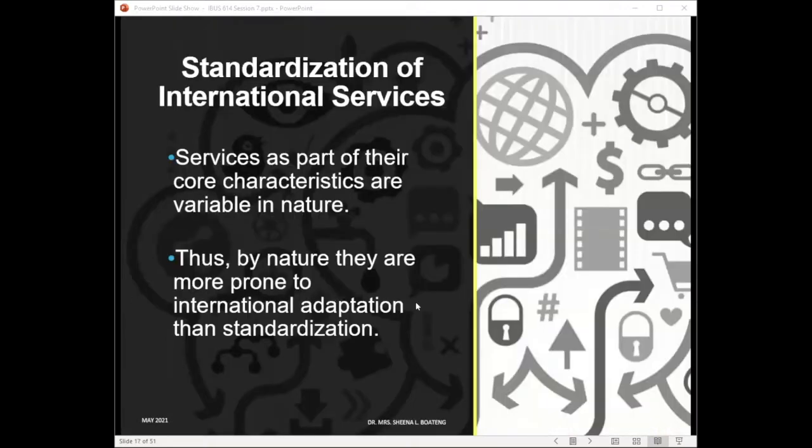However, when it comes to services, services by nature and by virtue of their core characteristics are variable in nature, period. So that means that there is no way that you can say that you are standardizing service provision in every country. You may be able to standardize certain aspects of the tangibles or the physical evidence, like for instance, the premises in which the service is delivered. Do you agree? Yes. Good. But in terms of the actual delivery of the service, there is no way you can standardize it because of the human interaction involved.